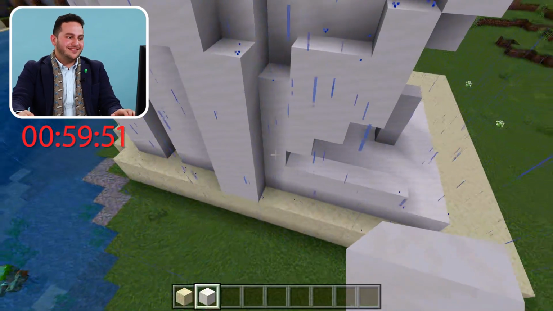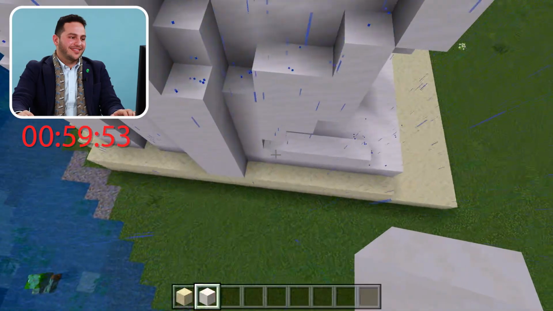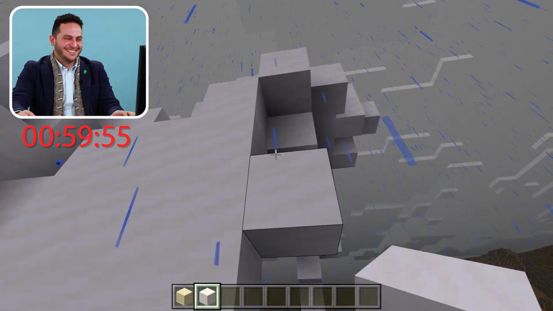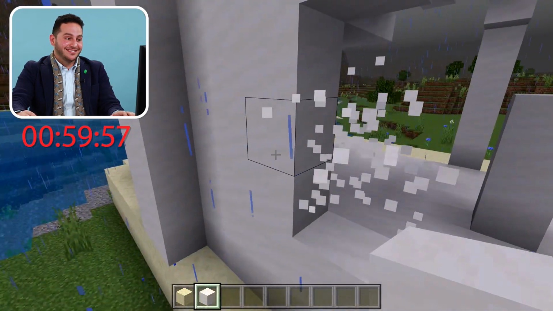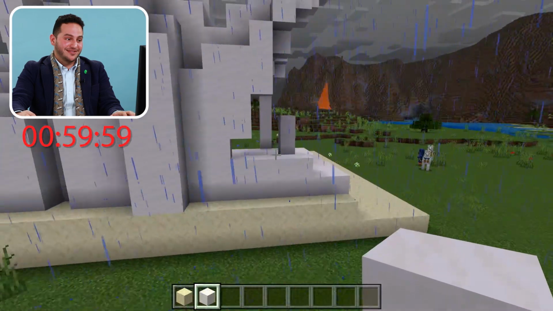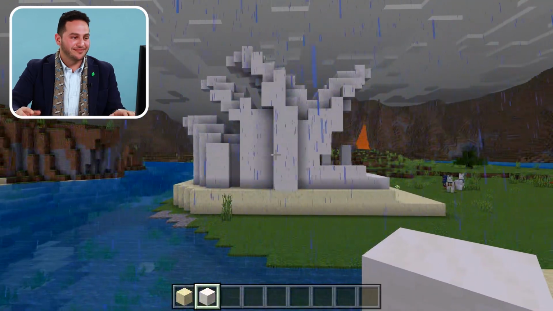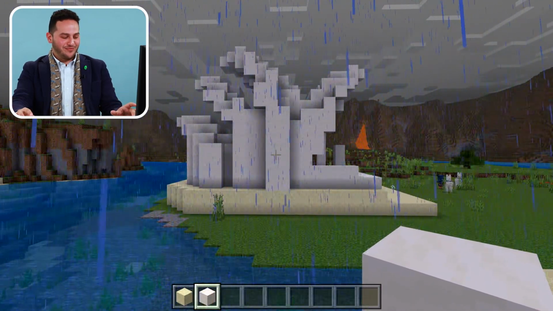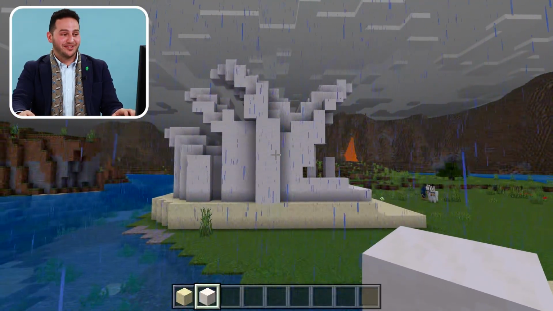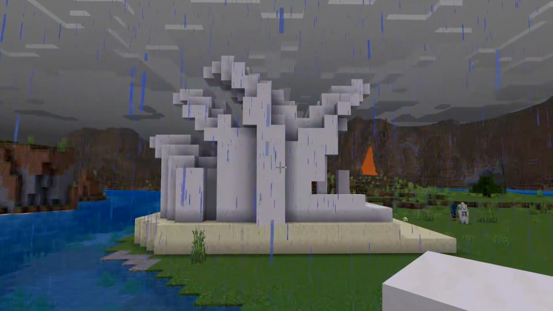10, 9, 8, 7, 6, 5, 4, 3, 2, 1. Finished. So, the Sydney Opera House, or as it will now be called, the Dancing Penguins.